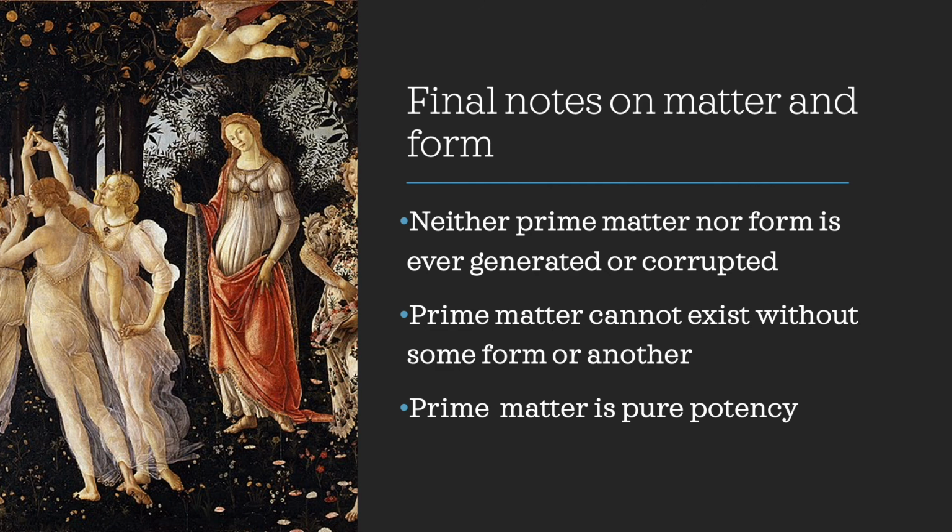Prime matter cannot exist without some form or another. That's because primary matter, as we've seen, is pure potency. That is, it's entirely without any act or form. And since nothing exists except what is actual, primary matter cannot exist unless it has some form.